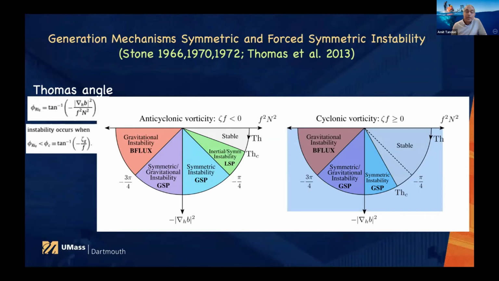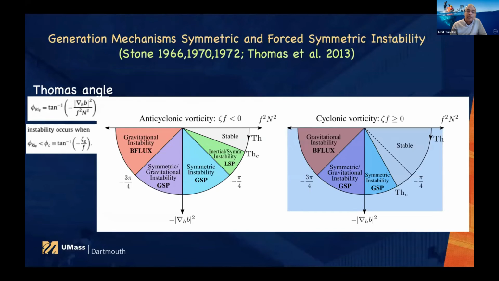just like we can think about these instabilities for double diffusion, here we are going to be in a parameter space where we're going to think about whether the vorticity is cyclonic or anti-cyclonic in terms of the eddies themselves. On the x-axis is f squared over N squared, so you can think of it as a measure of stratification. And on the y-axis is the frontal strength, so grad b squared. So let's just look at the anti-cyclonic vorticity diagram for a moment.